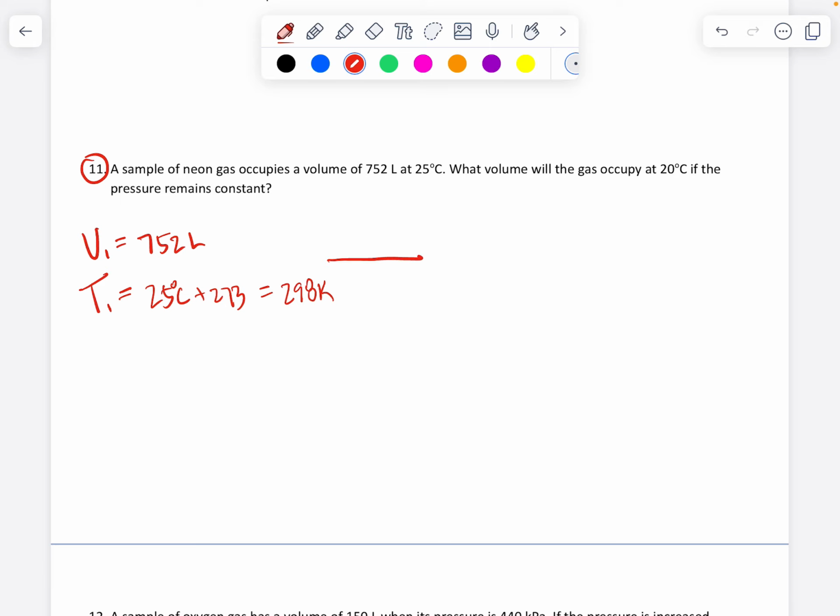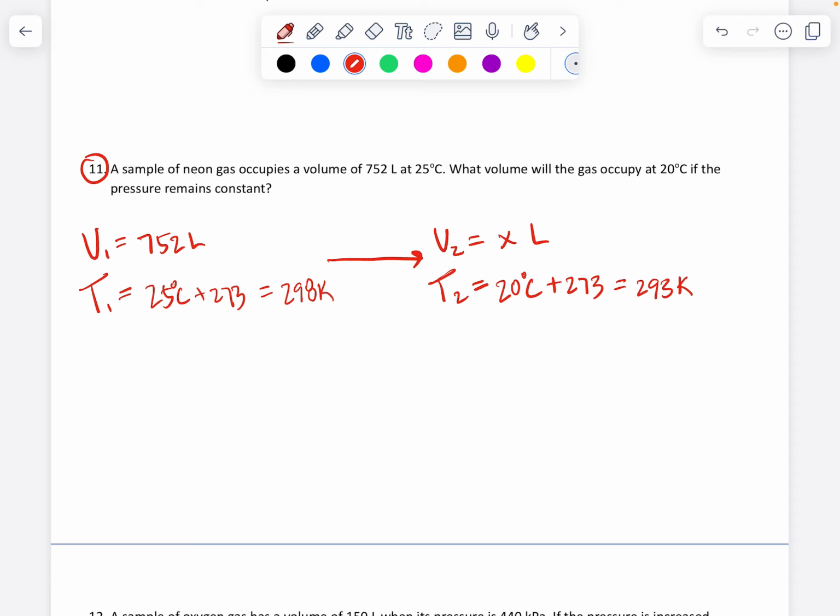What will the gas occupy? So we know that something's changing, right? And we're trying to find what the final volume is, when the temperature is lowered to 20 degrees Celsius. Sweet. Just convert it, right? 273, add it. So that's 293 Kelvin. All right, so let's see. It also tells us that the pressure remains constant. Great. Pressure does not change over time.